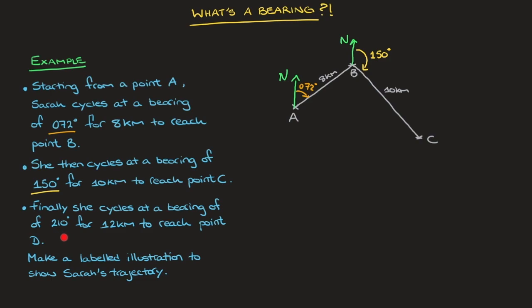We're told that finally she cycles at a bearing of 210 degrees for 12 kilometers to reach point D. So to illustrate that, I place myself at point C and I draw a northern line, like so. That's the north. Now from the northern line, I need to measure an angle clockwise of 210 degrees. And that's more than 180 degrees, so I should be roughly over here somewhere. And she cycles at that bearing for 12 kilometers. So I'll say that's roughly something like this. There we go. That's point D. And the bearing she cycled on, remember, was this angle right here, and that's 210 degrees.